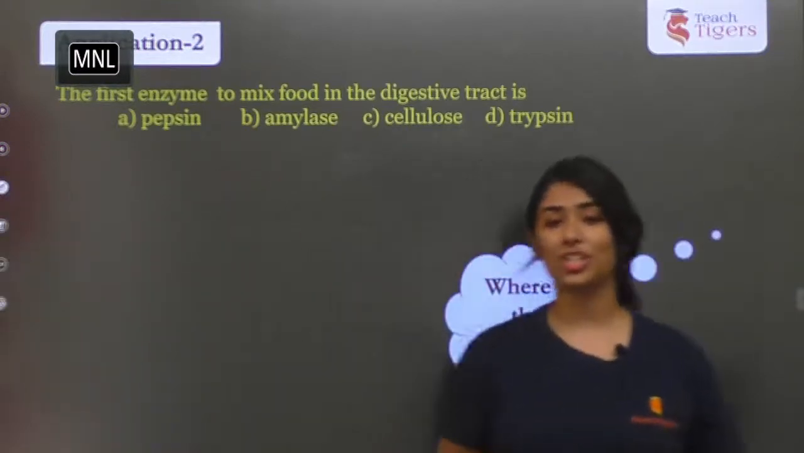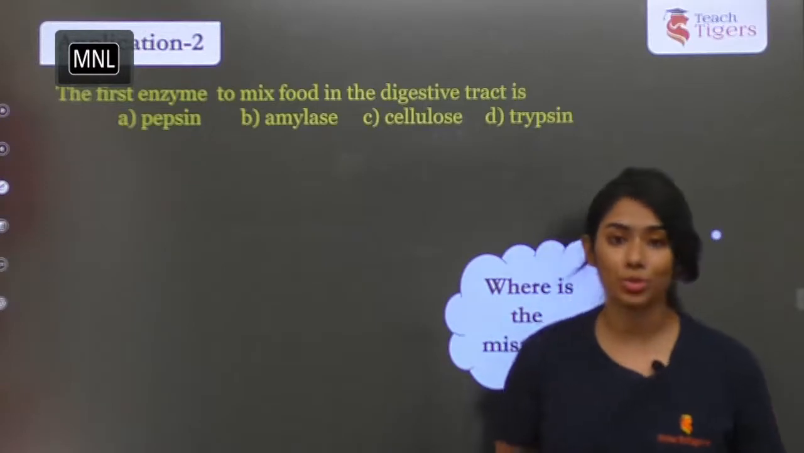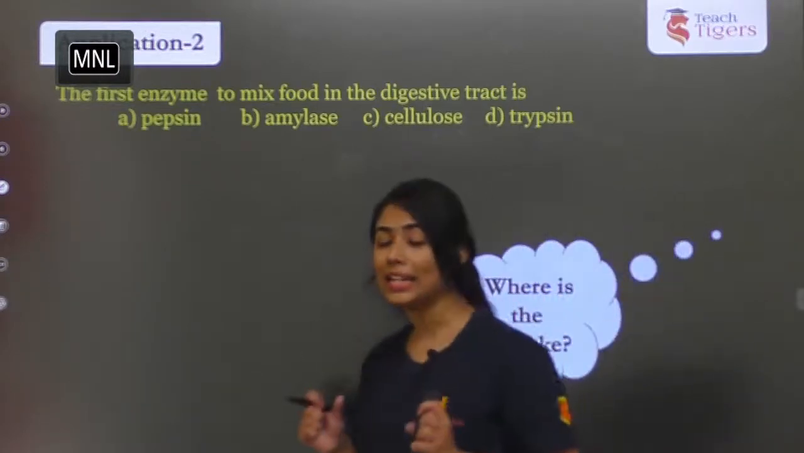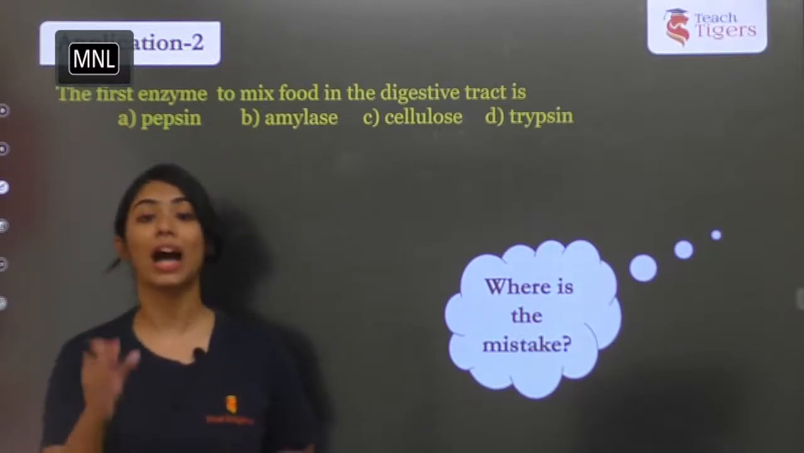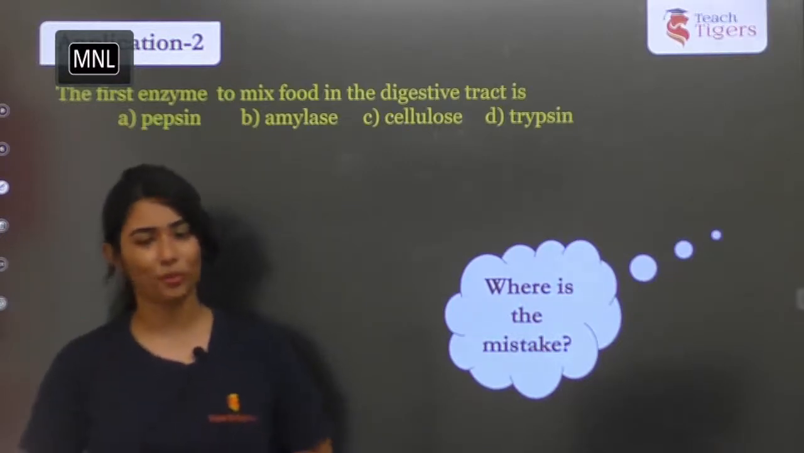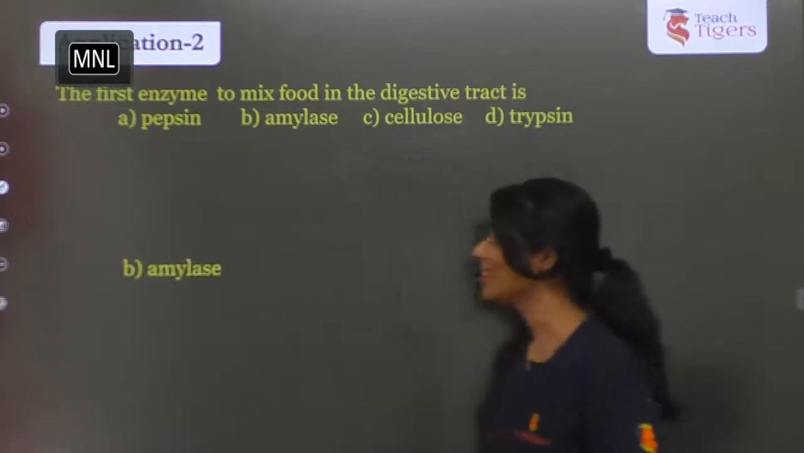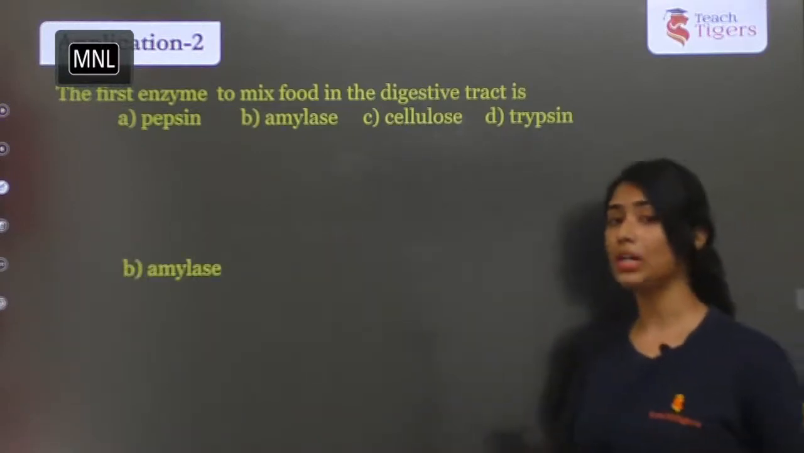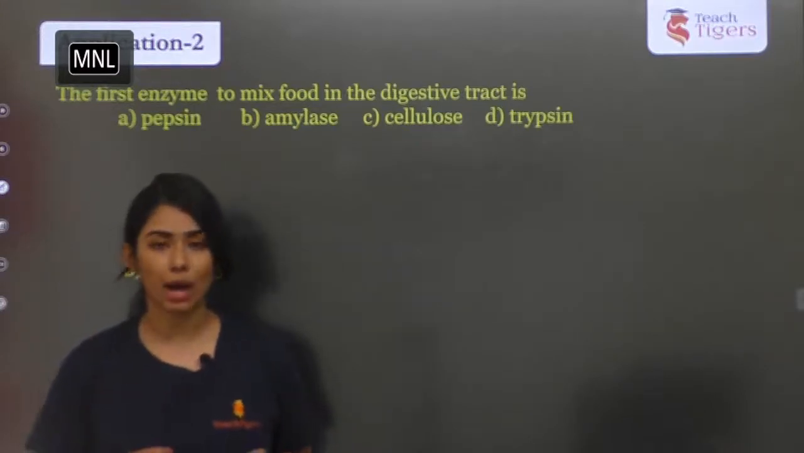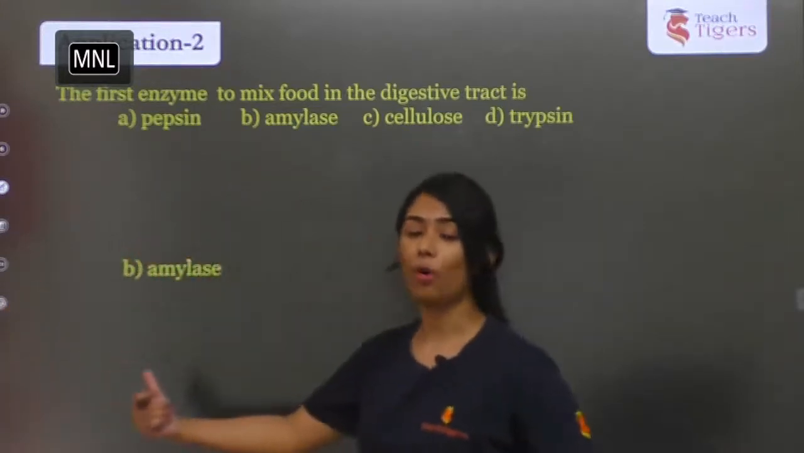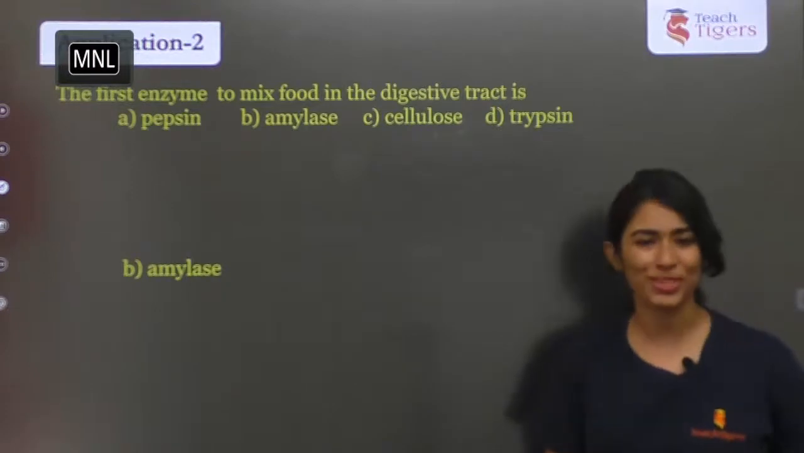The process of digestion begins inside the mouth, where the enzyme amylase, which is secreted by the salivary glands, will act upon the carbohydrates that are present in food. So what is the answer? It is amylase. So please remember, the process of digestion first begins inside the mouth, okay, where amylase will act upon the carbohydrates present in the food.